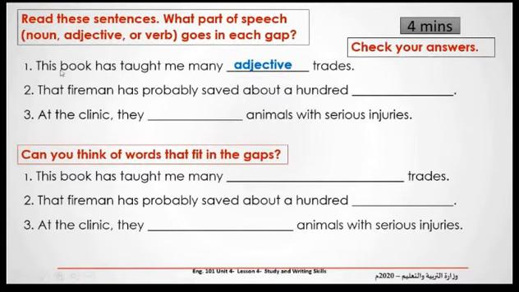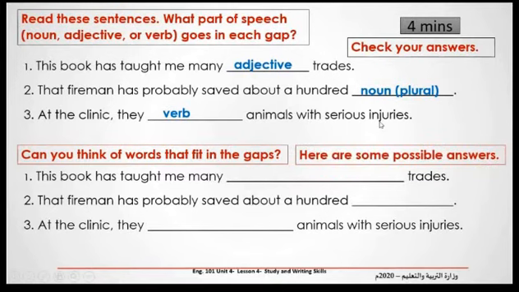For number one, this book has taught me many, so the word here should be an adjective. Number two, the fireman has probably saved about 100. It should be a noun and it should be in plural. And number three, at the clinic, it should be a verb, animals with serious injuries.